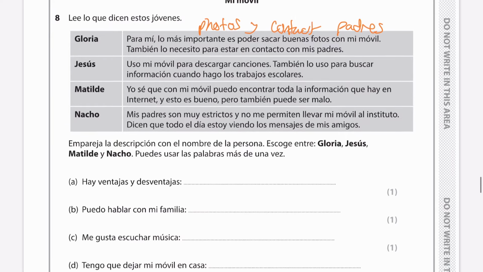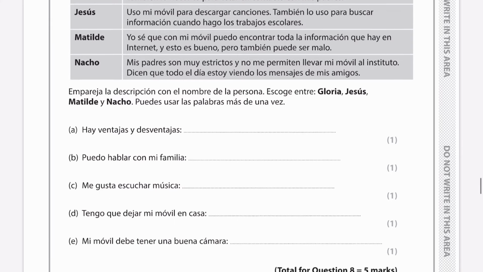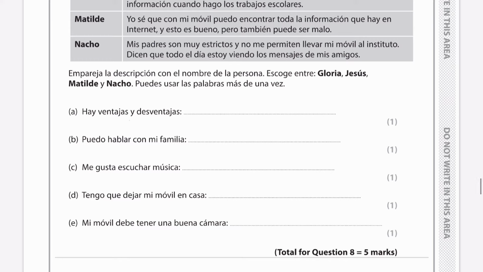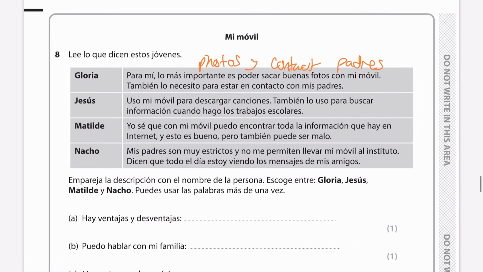So we're matching the description with the name of the person, aren't we? So which one of these gives us Gloria vibes? Okay, so disadvantages and advantages, nope. Can talk with family, yeah, possibly. No music, leave house, no. Leave phone in house, no. Mi móvil debe tener una buena cámara, it could be that one. Yes, why? Lo más importante.